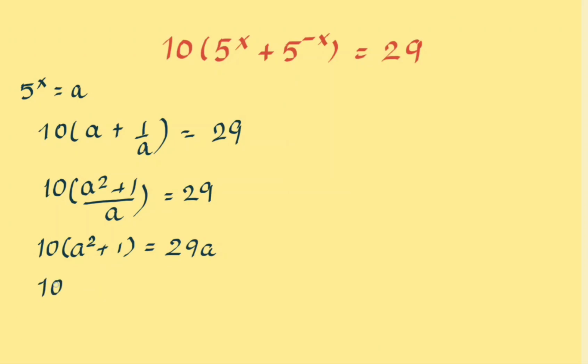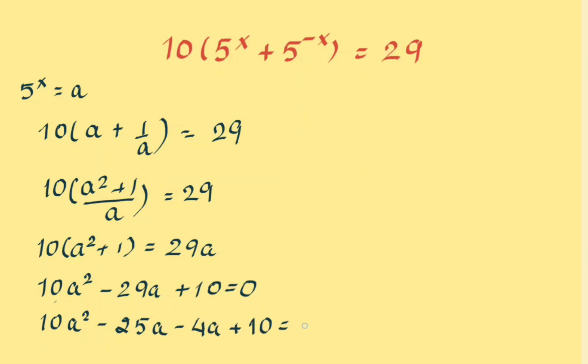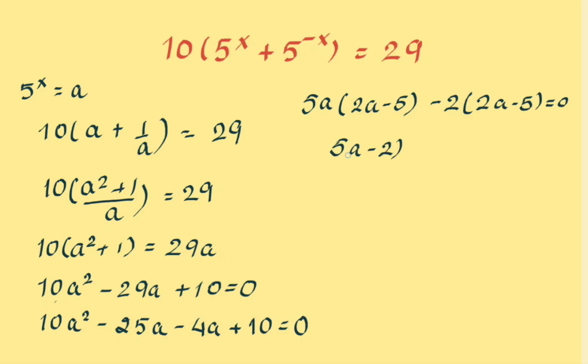Let's bring everything to one side. So 10a square minus 29a plus 10 is equal to 0. Write this as 10a square minus 25a minus 4a plus 10 equal to 0. 5a into 2a minus 5 minus 2, 2a minus 5 is equal to 0. This becomes 5a minus 2 and 2a minus 5 equal to 0. Hence, a is equal to 2 by 5 or 5 by 2.